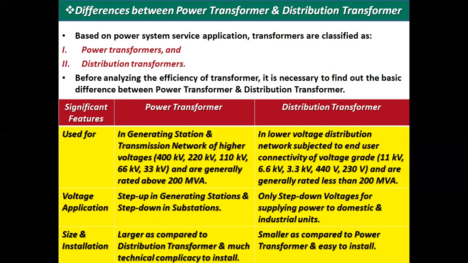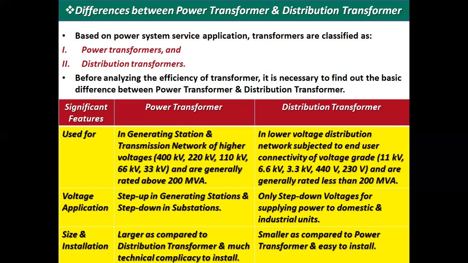For distribution transformer, in lower voltage distribution networks subjected to end user connectivity of voltage grade 11 kV, 6.6 kV, 3.3 kV, 440 volt, 230 volt, and are generally rated less than 200 MVA.